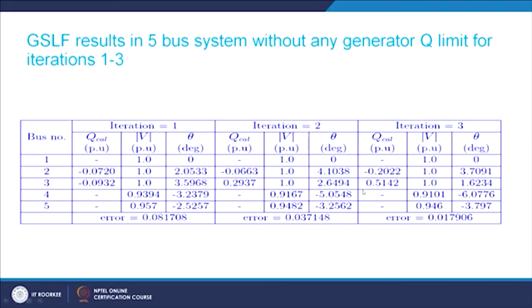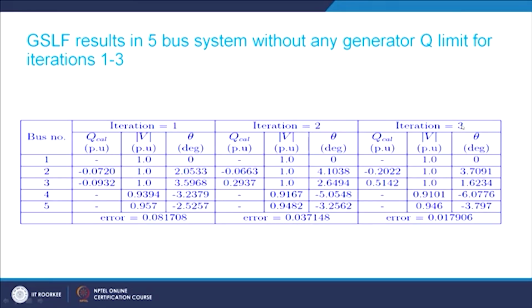And bus 4 and bus 5 are the standard load buses. So, therefore, we are simply calculating their voltage magnitude and angle. Then we are again calculating the error. So, this error has reduced, but still it is pretty high.